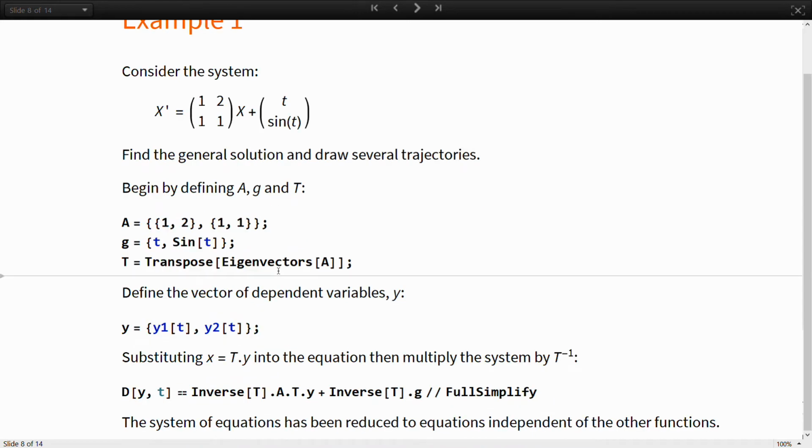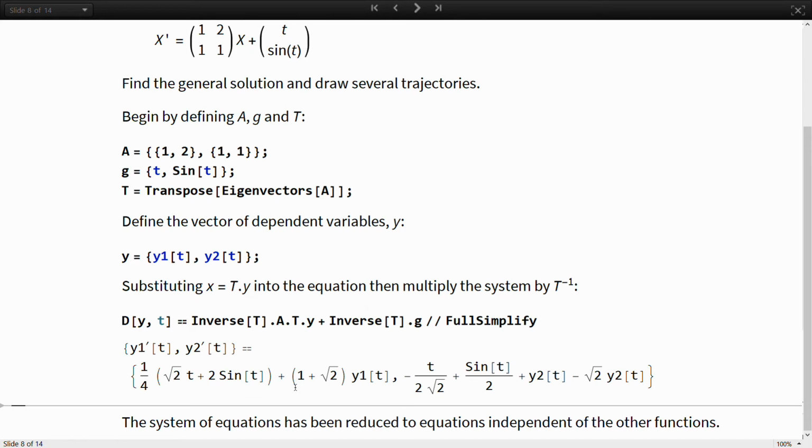Next, define the y-vector, which holds the transformed dependent variable. Substituting in the definition for the x-vector in terms of the matrix T times the y-vector, then multiplying the system by the inverse of T gives the system of equations here. Once again, the system of equations has been reduced to a decoupled set of equations for each function y1 and y2.